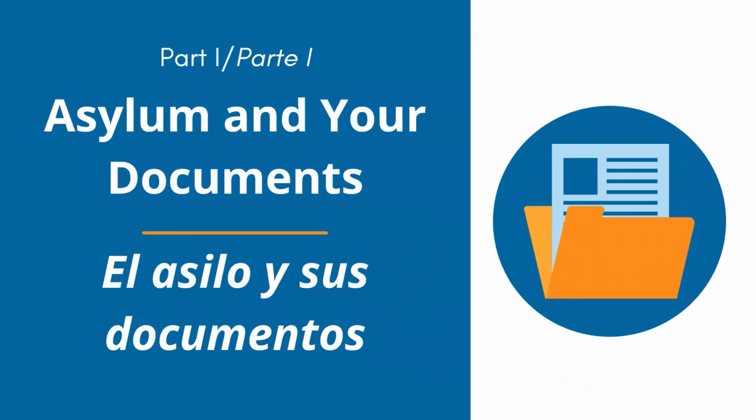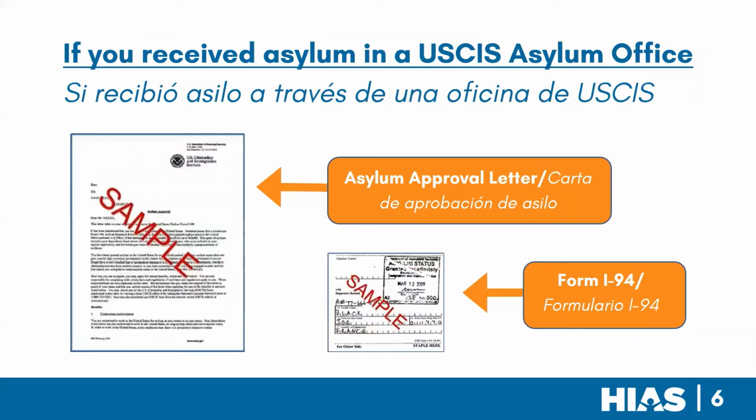All right, so let's begin with the documents that you were provided with when you received your asylum grant. These will be important to have as proof of asylum documents for, among other things, accessing benefits for asylees. So first, for those of you who received asylum through a USCIS asylum office, you should have received an asylum approval letter and a small card called a Form I-94 with an asylum stamp indicating your asylum was approved. And these two documents are your two proof of asylum documents.